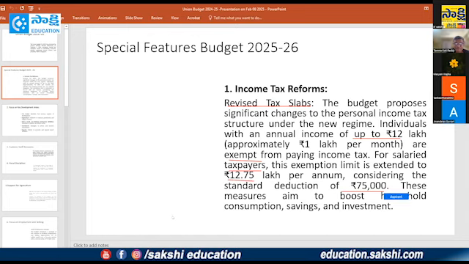These measures aim to boost household consumption, saving and investment, because this is one of the important things. The government is trying to give more importance to increasing the disposable income of the people, because they can improve their standard of living with their limited sources of income.